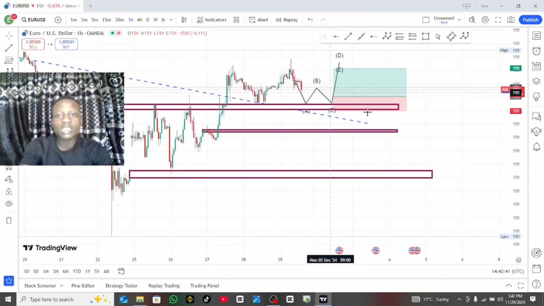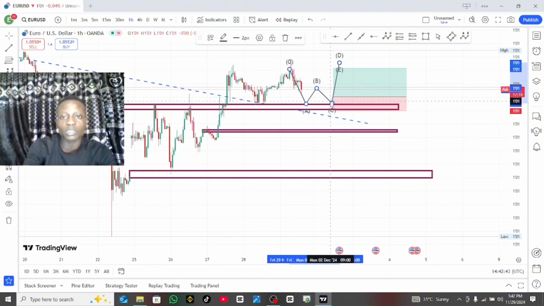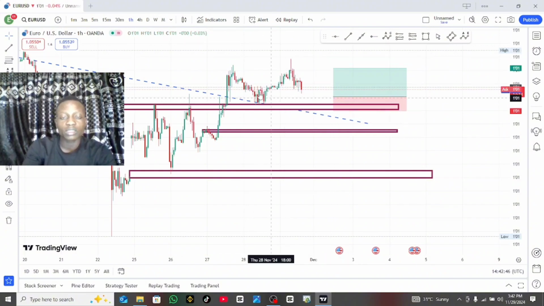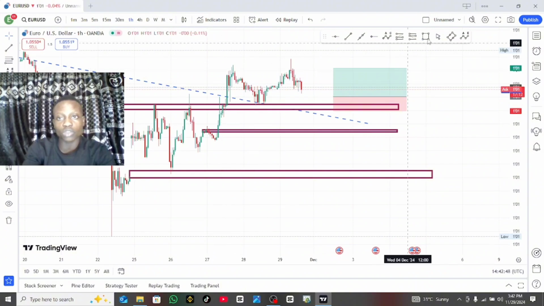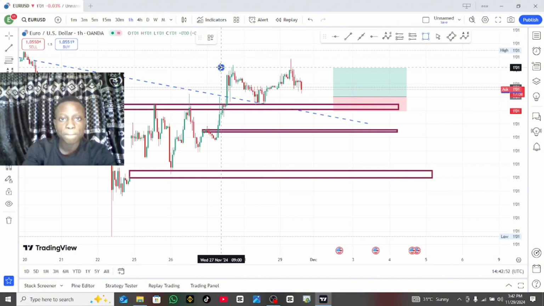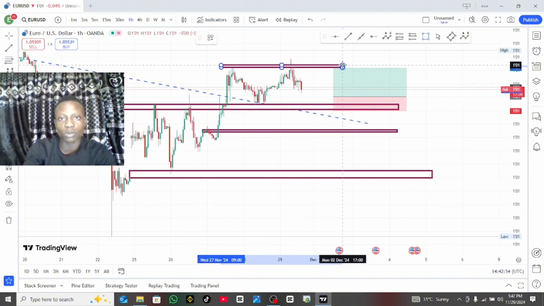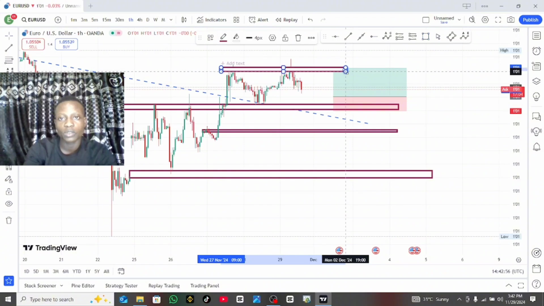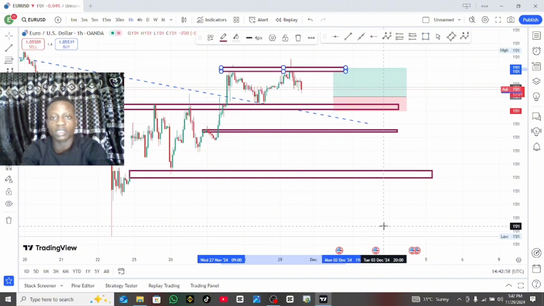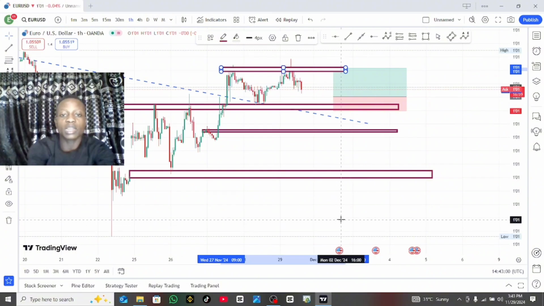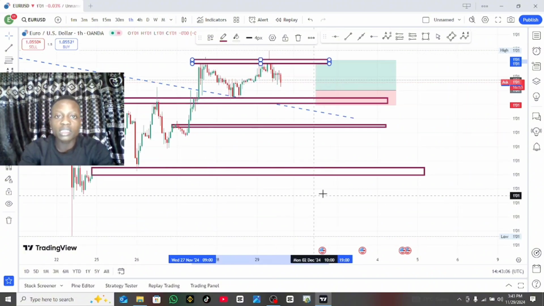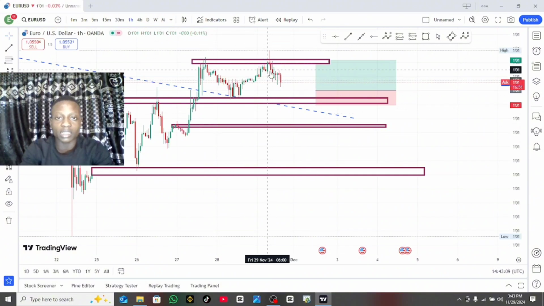And the reason why I take a sell from this area, from this double top, is because we call this one a double top, not a double bottom. Like when it happens from a support level, we call it a double bottom, and when it happens from a resistance level, we call it a double top. So this is a double top here, and I take a sell.